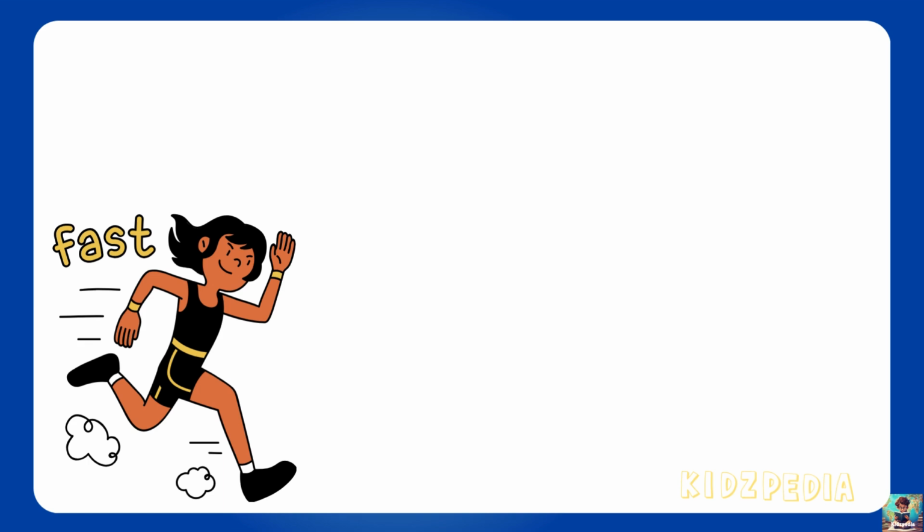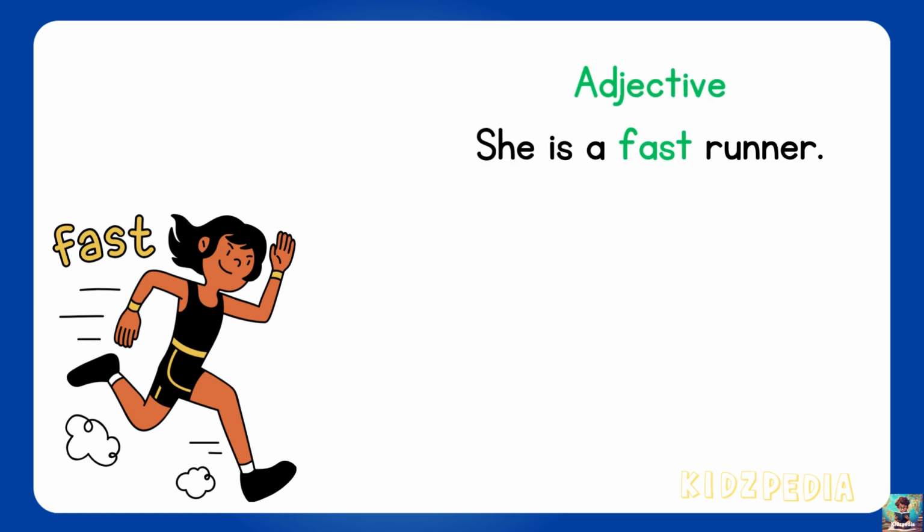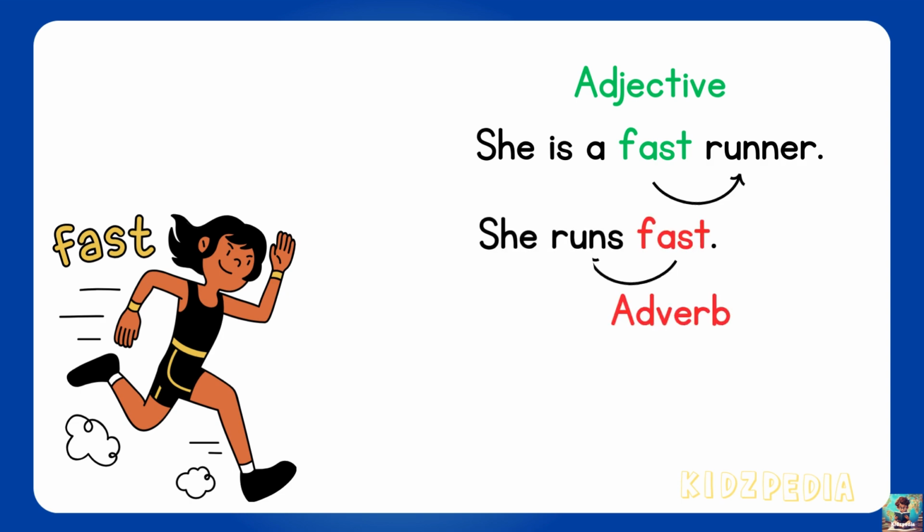Example, she is a fast runner. Here, fast is an adjective that describes the noun runner. It tells us what kind of runner she is. She runs fast. Here, fast is an adverb that describes the verb runs. It tells us how she runs.